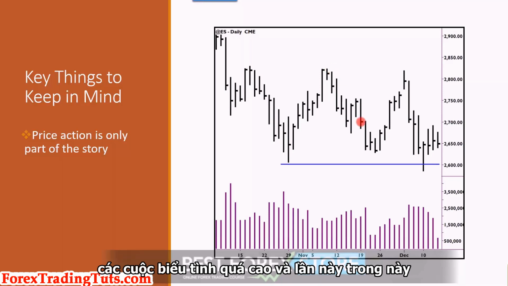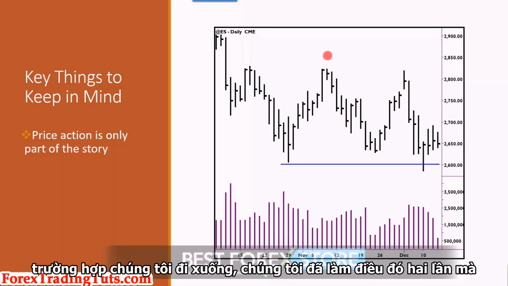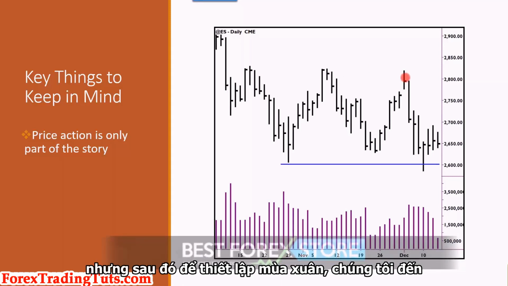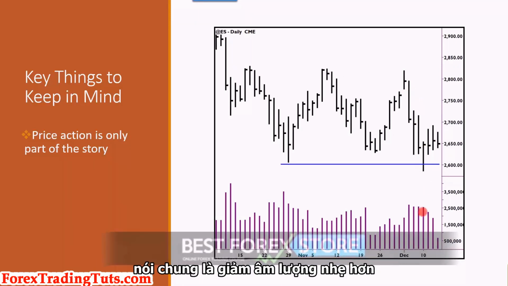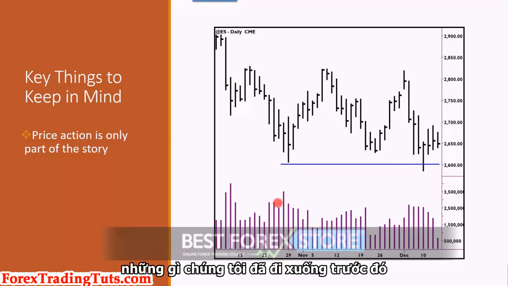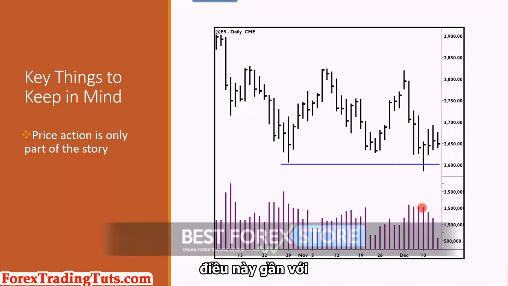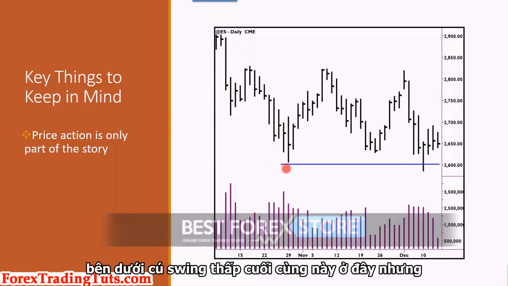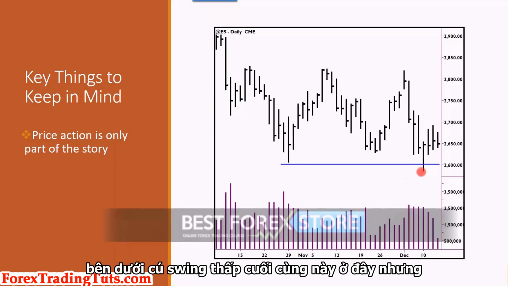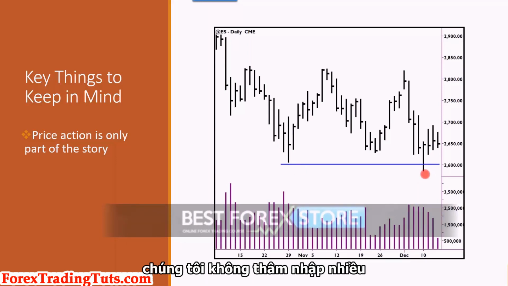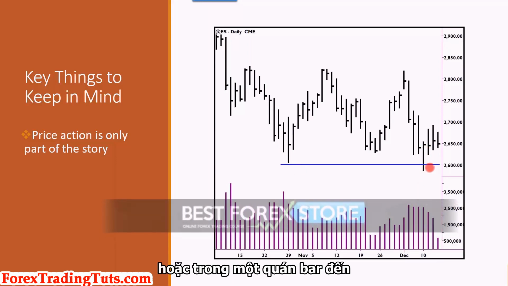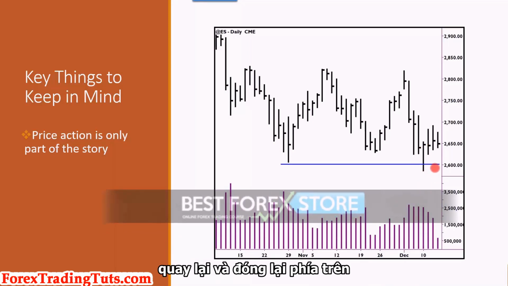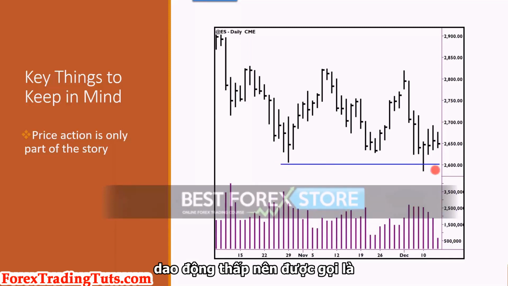Rallies to a high. In this case, we come down, we did it twice, which is fine. Nothing wrong with that. But then to set up the spring, we come down generally on lighter volume than when we were coming down before, which this is close to. And we go underneath this last swing low here, but we don't penetrate very much. And we immediately, or within a bar or two, turn around and close back up above the swing low. So that's called a spring.